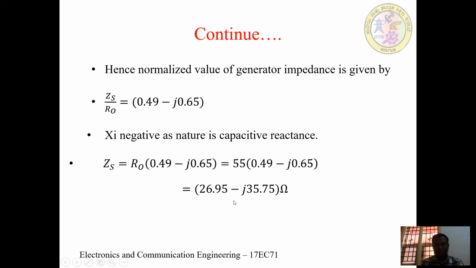So ZS is 26.95 minus j35.75. So this is the impedance value of the load. With that particular length given in the problem, ZS is this one. So it's a normalized value of generator impedance. At ZS in the graph you can see that this is the generator input impedance. So the input impedance of that particular line is 26.95 minus j35.75 ohm.